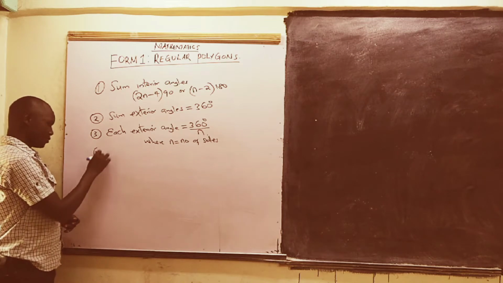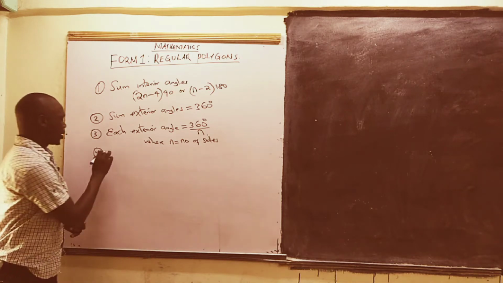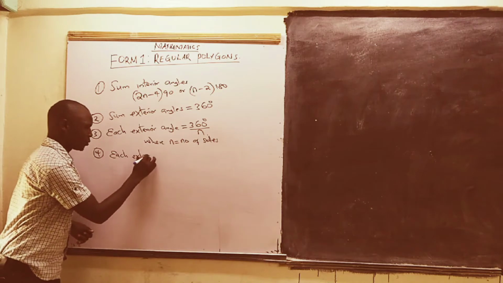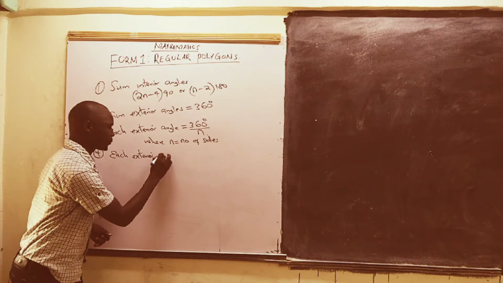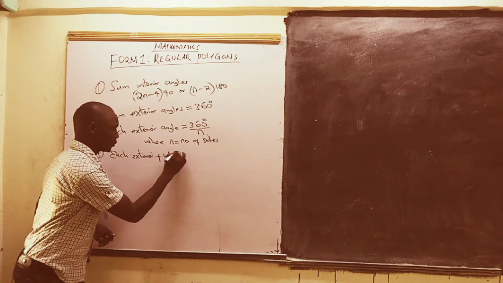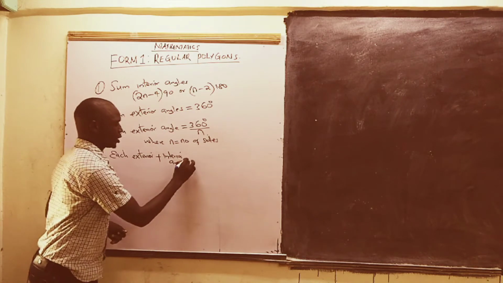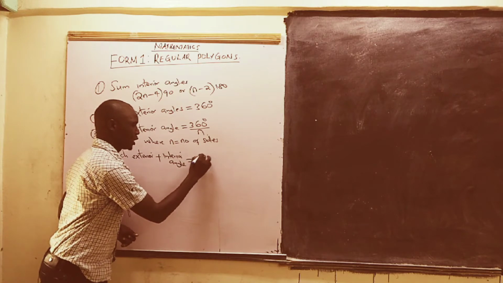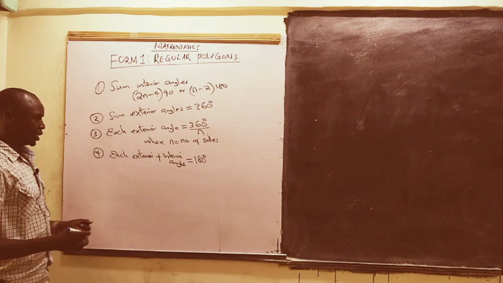Then number 4, a very important principle is if you take each exterior angle plus the corresponding interior angle, the total must be equal to 180 degrees, since the exterior and the interior lie on a straight line.